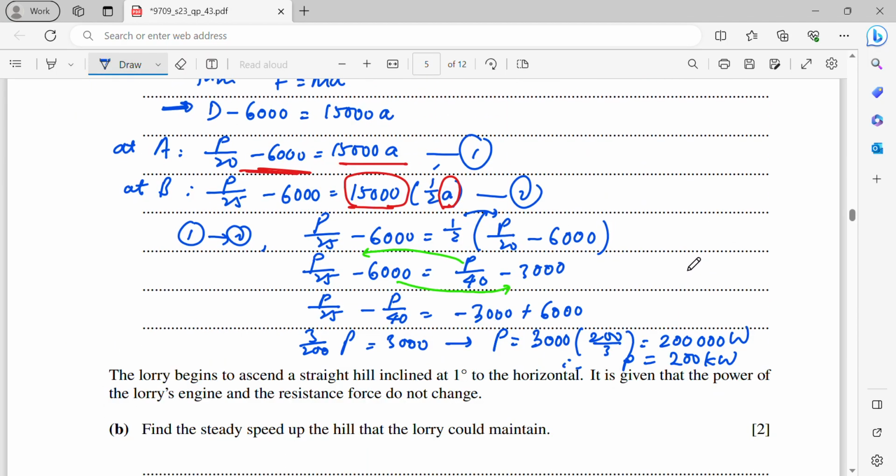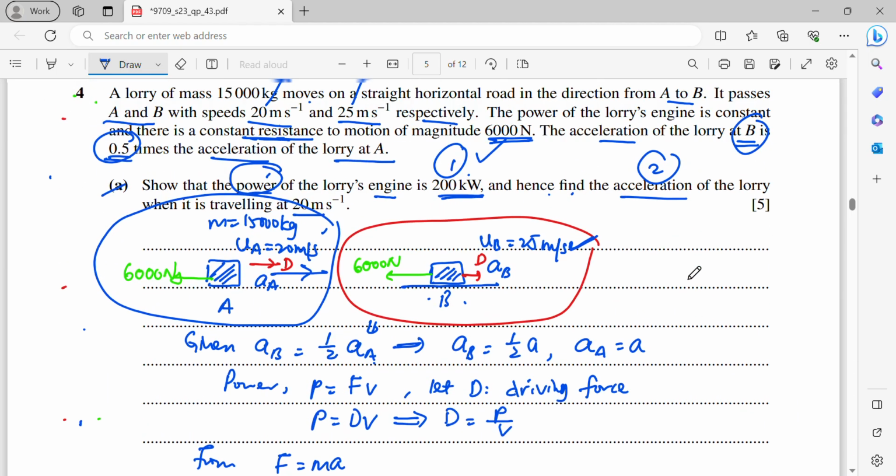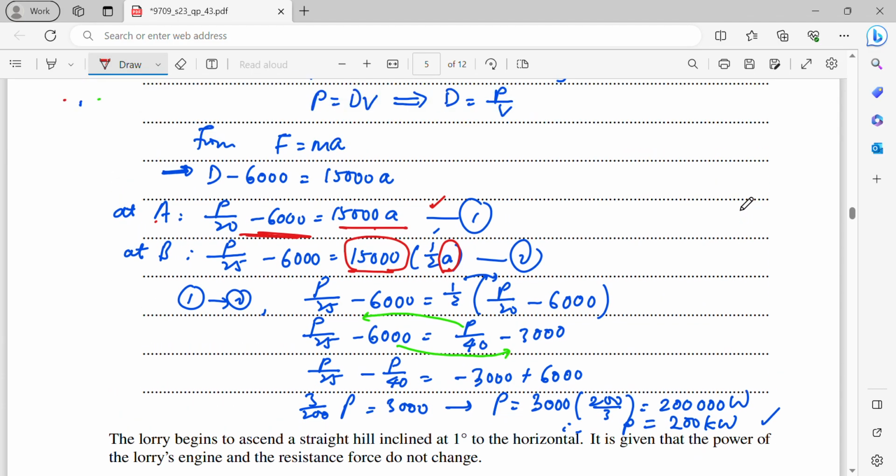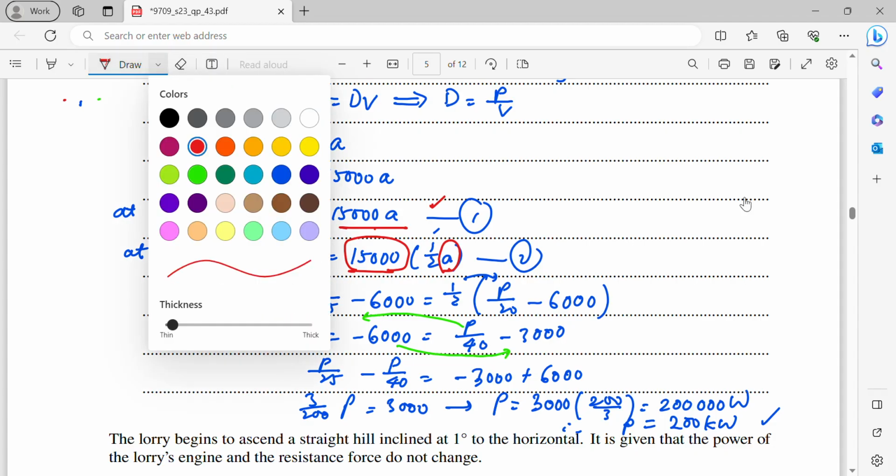Now, after you have found the P here, we have shown the P here, the next is: hence use this. Hence means use the 200 kilowatt to find the acceleration of the lorry when it is traveling at 20 meters per second. When it is 20 meters per second, it is basically at the point A. So I will refer back to the first equation, because this first equation comes from the point A. Now I will show the working over here.